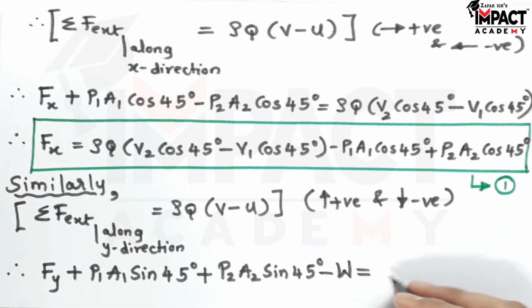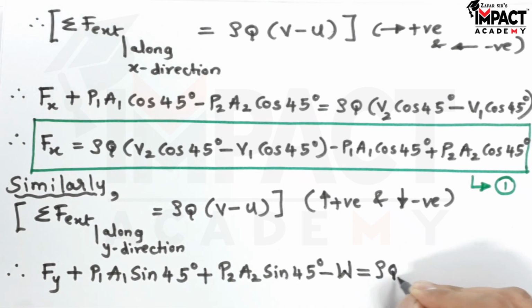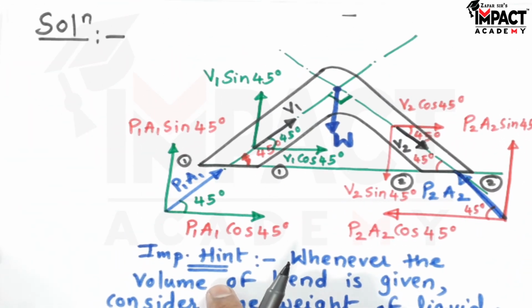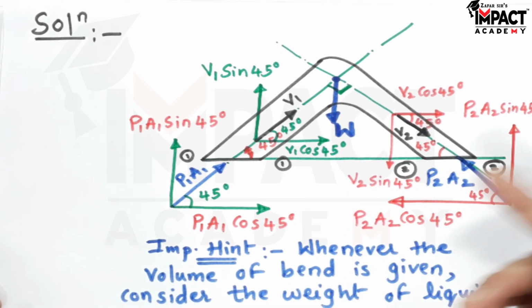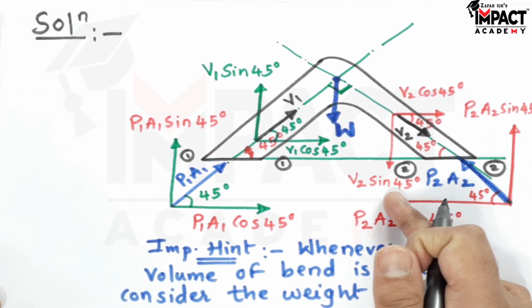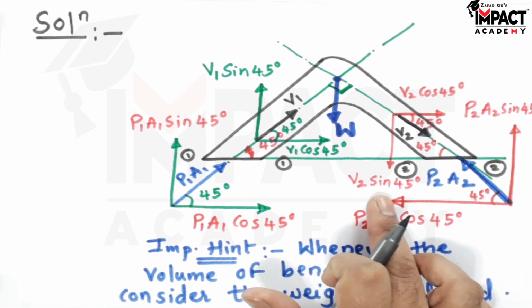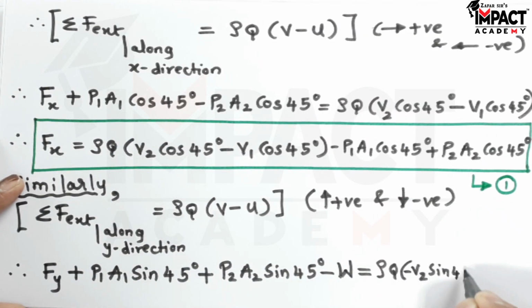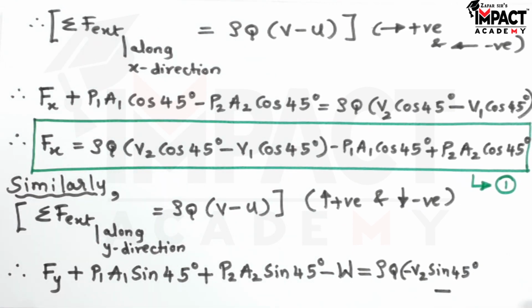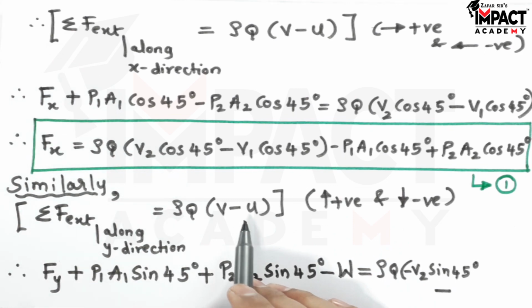Onto the right hand side we have rho q. The final velocity along the vertical direction, we can say it is V2 sine 45 and it is acting downward, so it has to be negative. So minus V2 sine 45 degree, then again minus the initial velocity along y.